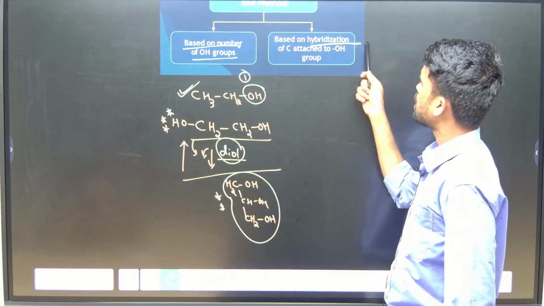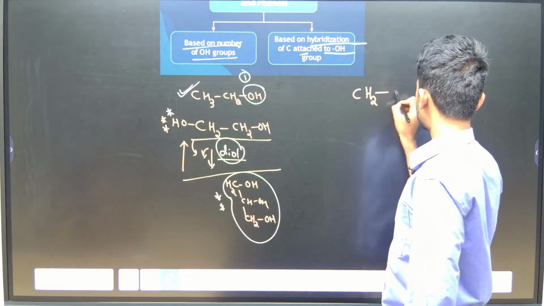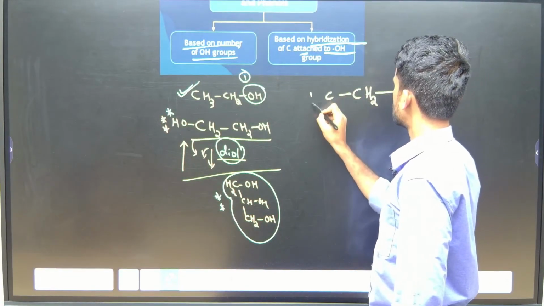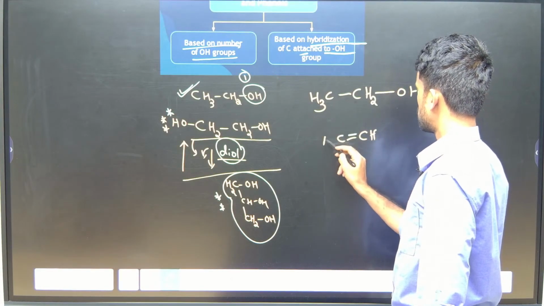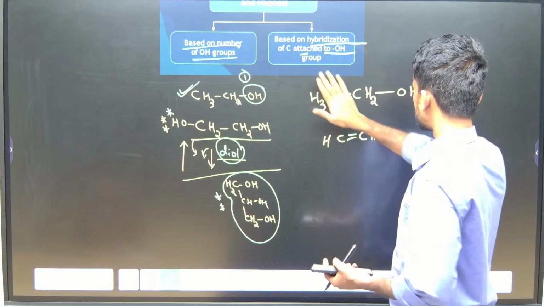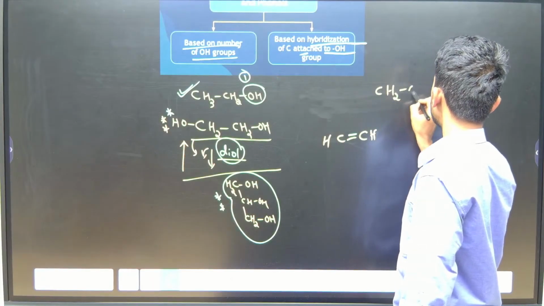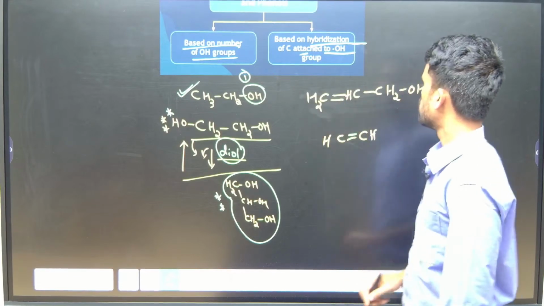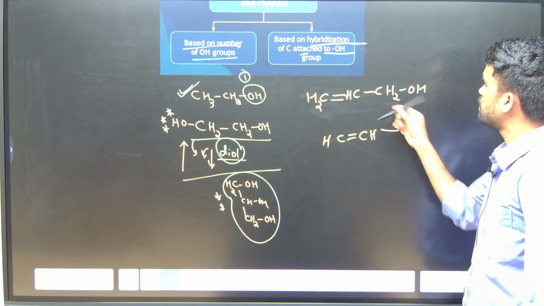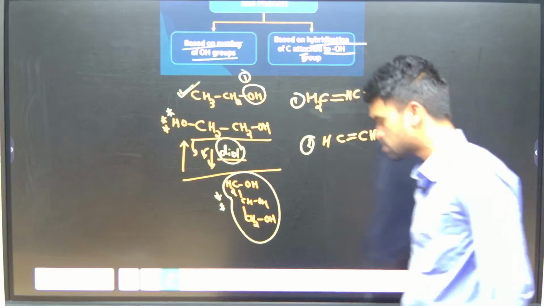The next one: based on the hybridization of the carbon to which the OH group is attached. See, for example, CH3CH2OH, and CH2=CH-OH. What makes the difference between these two compounds? Just tell me what makes the difference between these two compounds.